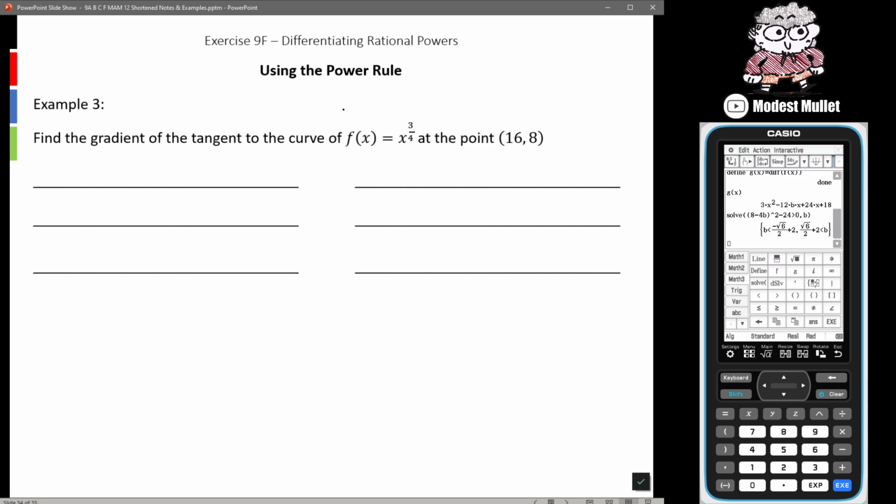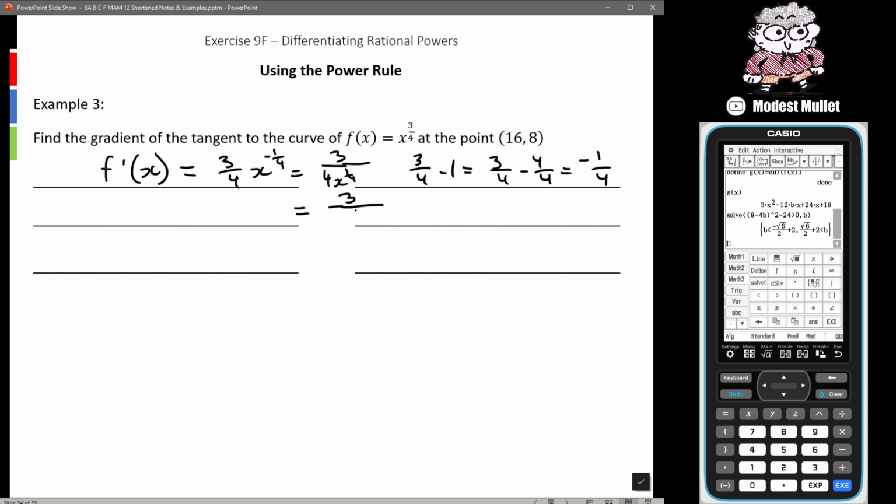Find the gradient of tangent of the curve f of x is equal to x to the power of 3 on 4 at the point (16, 8). So the power rule still applies, just multiply by the power, so 3 on 4 x, take 1 from 3 on 4, so 3 on 4 take away 4 on 4 is equal to negative 1/4, which we could rewrite as 3 on 4 times x to the negative 1/4, which is equal to 3 on 4 times the 4th root of x.